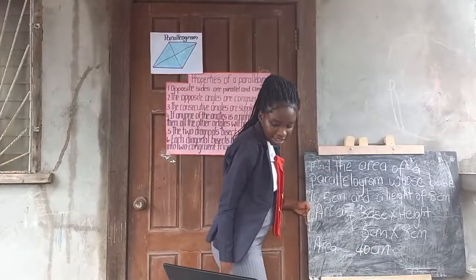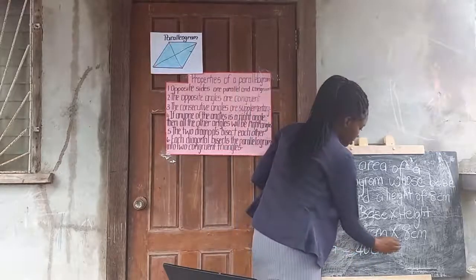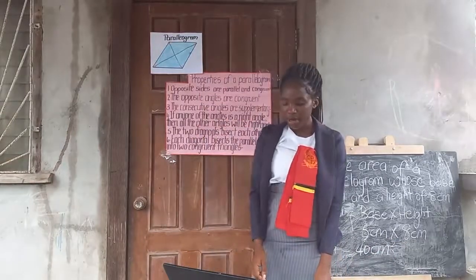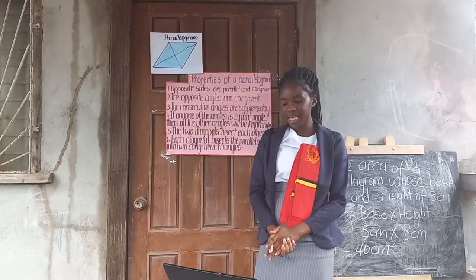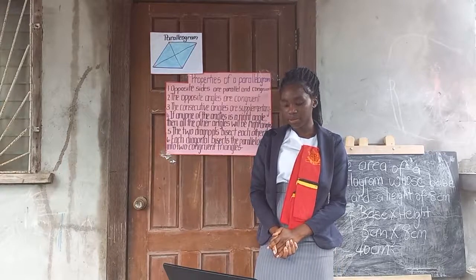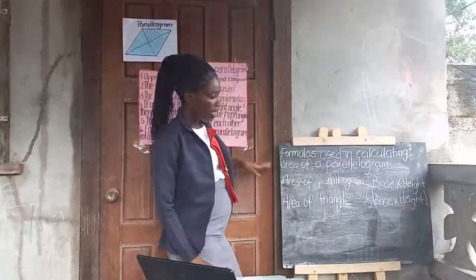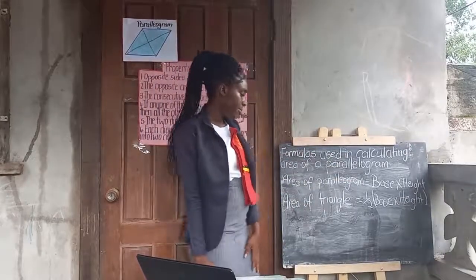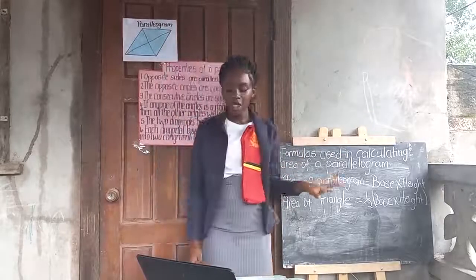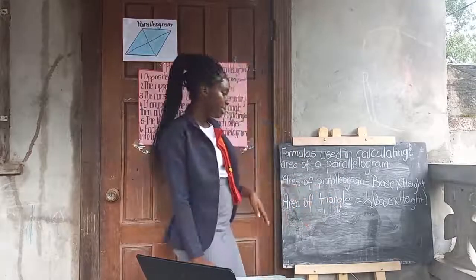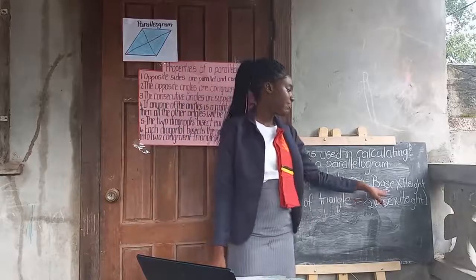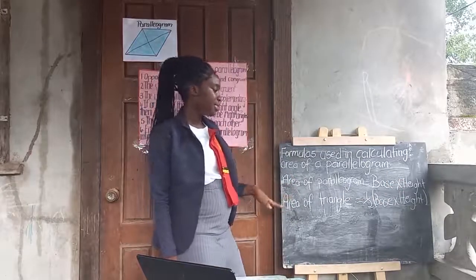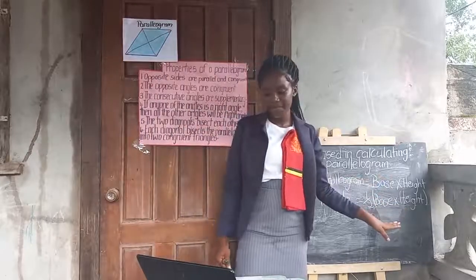What is area measured in? Square. So it will be 40 centimeters square. Right? Is that understood? Good. So now we have formulas used in calculating area of a parallelogram, right? And from the audio that was played, we know that to find the area of a parallelogram is base times height. And to find the area of triangle, it's half base times height, right?